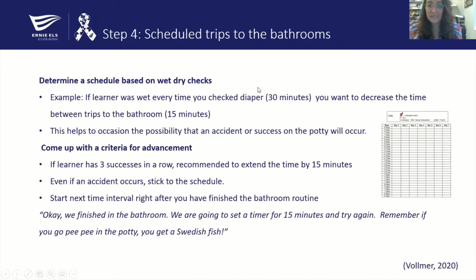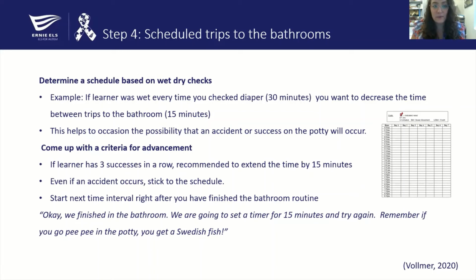Next, step 4 is scheduled trips to the bathroom. Once you've determined through wet-dry checks that you have somewhat of a schedule, and that your child is consistently wet between 9 and 11, between 3 and 4, and between 7 and 8, those are perfect windows of time for us to concentrate on toilet training. It's valuable information to know that those are times you can expect an accident and plan accordingly to bring them to the potty during that time.